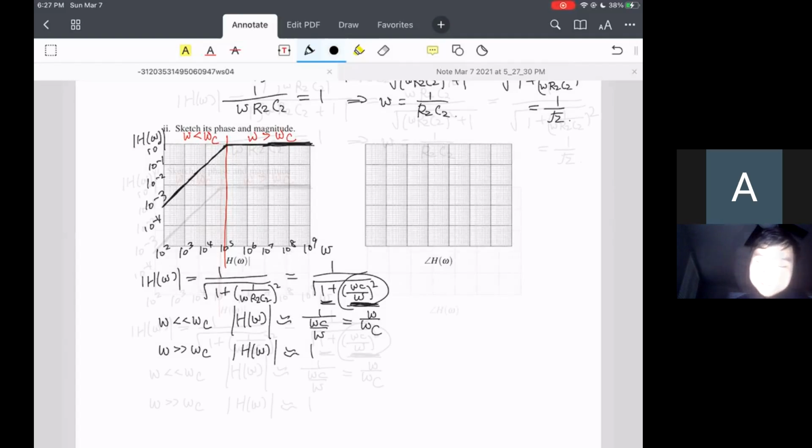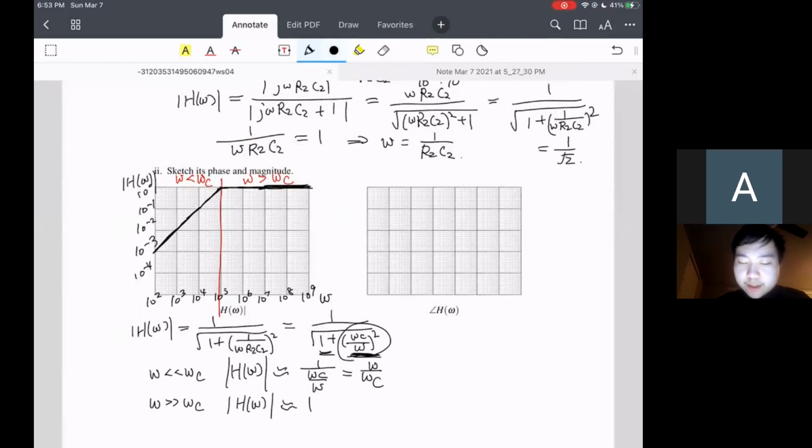Now let's actually try to draw out the phase plot together. To actually draw out the phase plot, we first try to rewrite h of omega so that it looks nicer. We know that h of omega is equal to j omega r2c2 over 1 plus j omega r2c2. So we're just going to divide both sides by j omega r2c2 to get something like 1 over 1 minus j, because 1 over j is just negative j, times 1 over omega r2c2.